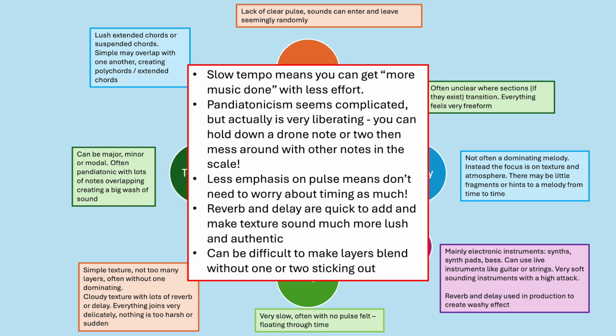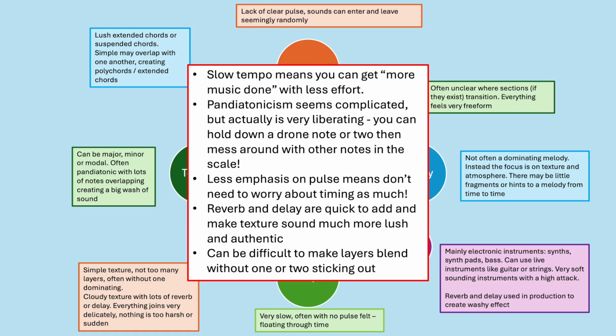That's a big, thick texture of lots of sounds overlapping. It's pandiatonicism. It's not far from what would be appropriate in an ambient song. It wouldn't sound as aggressive as my keyboard just sounded, though. Less emphasis on pulse. There's not really a pulse, which means you can't really go out of time, which is great because a lot of people struggle with keeping their music in time when they're using software in year 11.